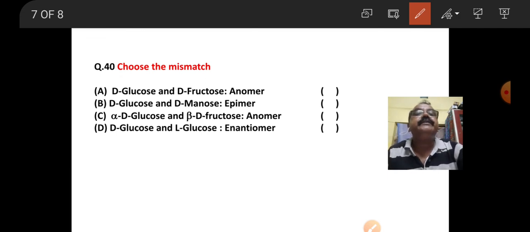The question is, choose the mismatch. A, D-glucose and D-fructose anomer. B, D-glucose and D-mannose epimer. C, alpha D-glucose and beta D-glucose anomer. D, D-glucose and L-glucose are enantiomer.